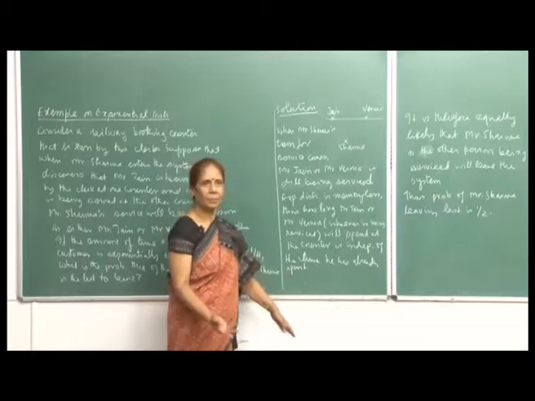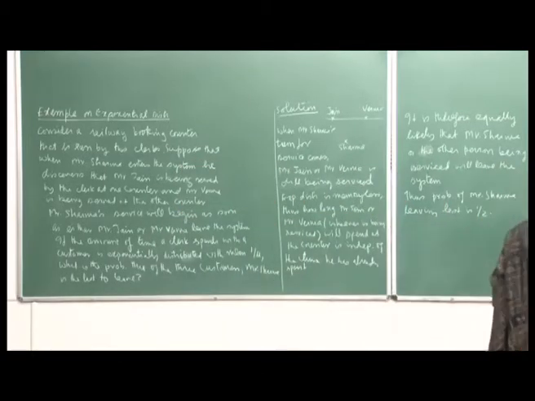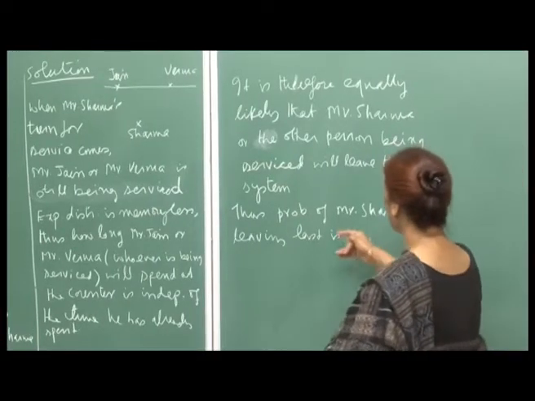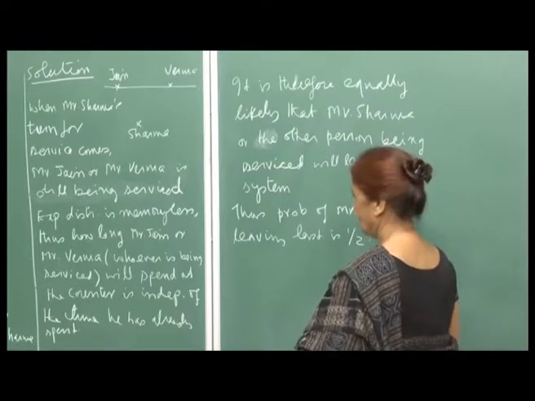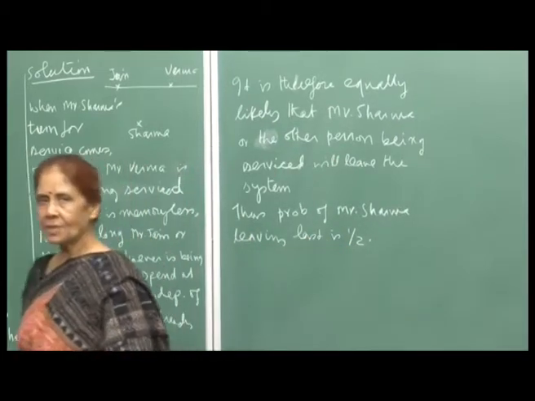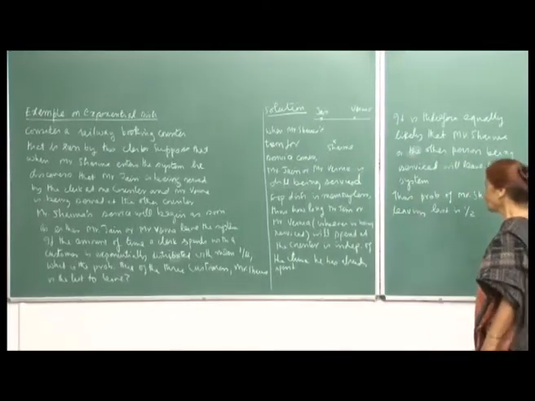So, therefore, a very simple use of the memoryless property of the exponential distribution, and so the probability of Mr. Sharma leaving last is half, because it is equally likely whether Mr. Jain completes his service first or Mr. Sharma completes his service, because of the memoryless property.